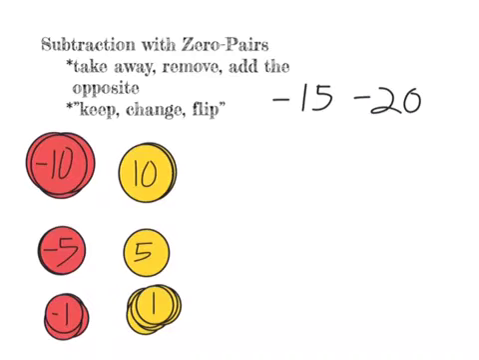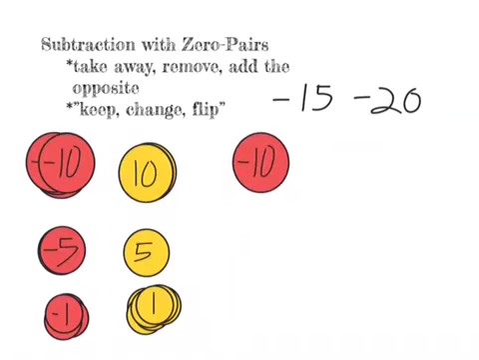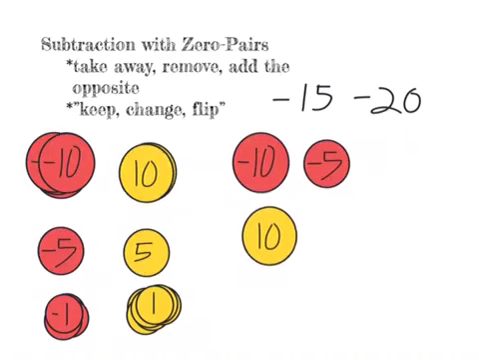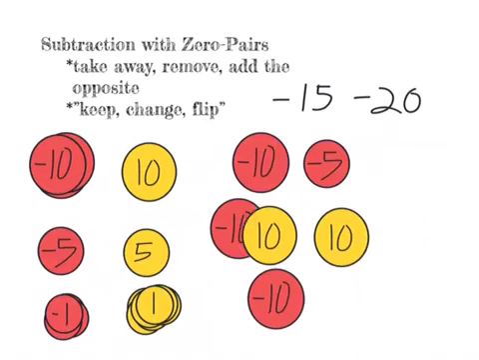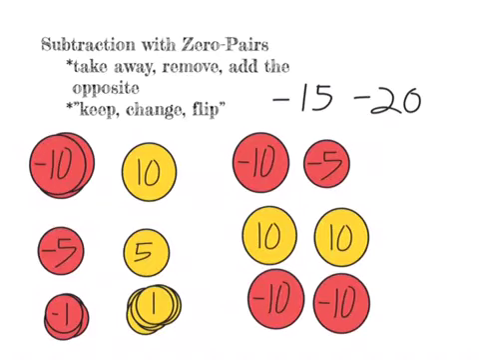Alright, last problem. We're almost there. Let's do negative 15 minus 20. So I'm starting with a negative 15, which I can model with a negative 10 counter and a negative 5 counter, and I need to take away 20 or remove 20 positive counters. I don't have any positive counters, so I need to add at least 20 positive counters. And remember, we're going to do that by adding zero pairs. So here's a zero pair of 10, another zero pair of 10, which gives me 20 to remove.